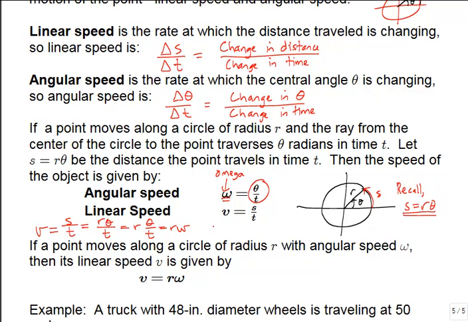So this gives us a new relationship between how this arc length changes over time and how this angle changes over time. So it's a relationship between the velocity, this linear speed, and the angular speed. And here's what it looks like. The linear speed v is always equal to the radius r times omega, that angular speed. So this is the formula for the relationship between the angular and the linear speed.